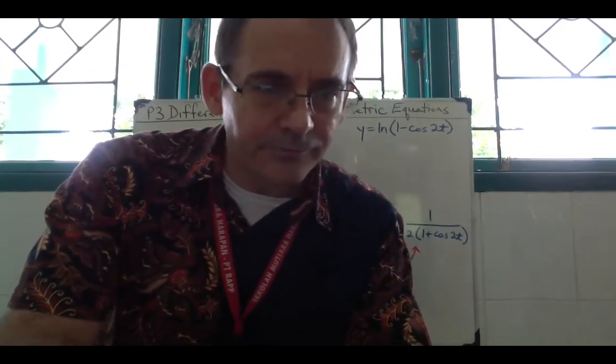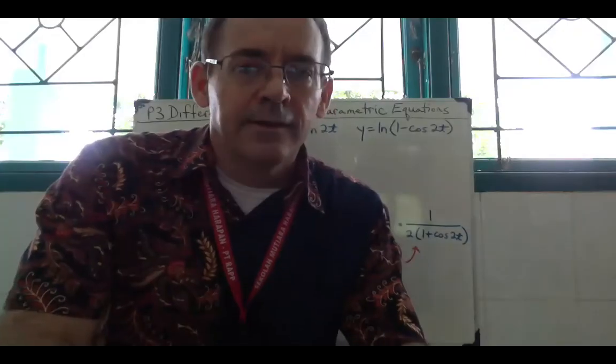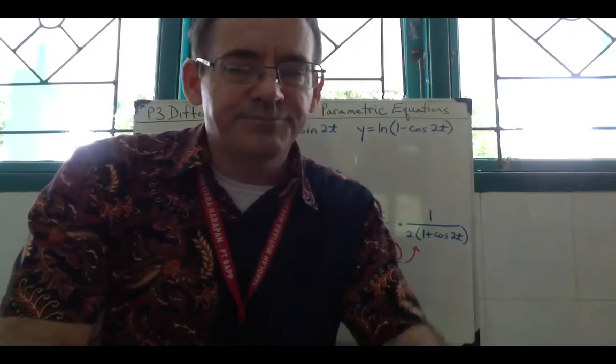Let's look at the question itself so you can see what the Cambridge question looks like. Here's the code, Winter 19, paper 31, number 3. It says the parametric equations of a curve are these, which I have on the board. Show that dy/dx equals cosecant 2t. Okay, let's get back to the board.